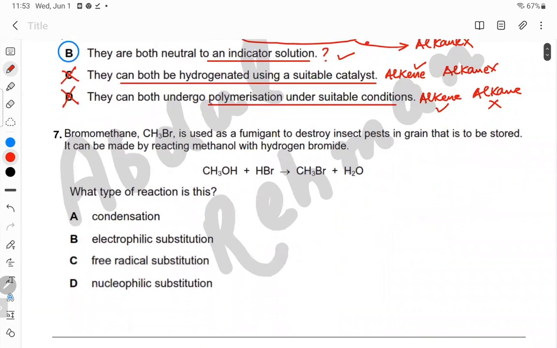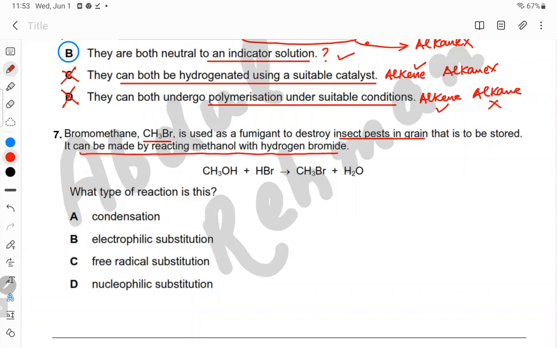Now, question number 7. Bromomethane, CH3Br, is used as a fumigant to destroy insect pests in grain that is to be stored. It can be made by reacting methanol with hydrogen bromide. Which type of reaction is this? So it is very easy. Who can tell me the correct answer? Which type of reaction is it?